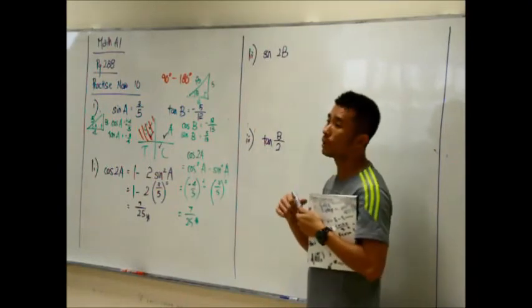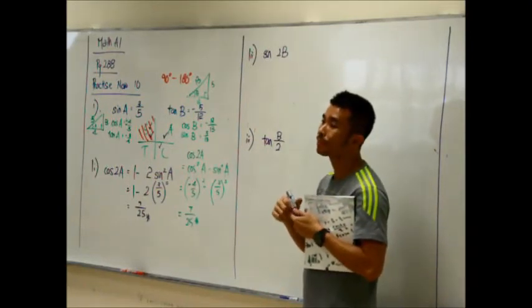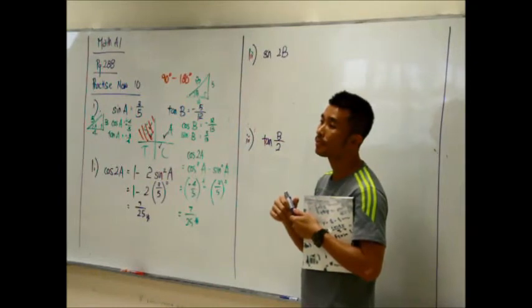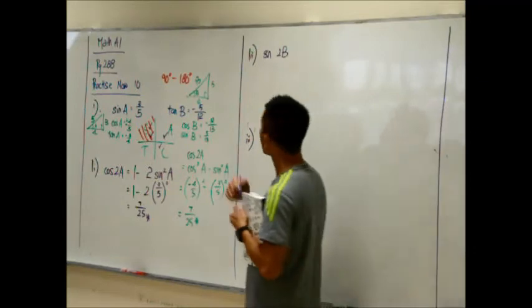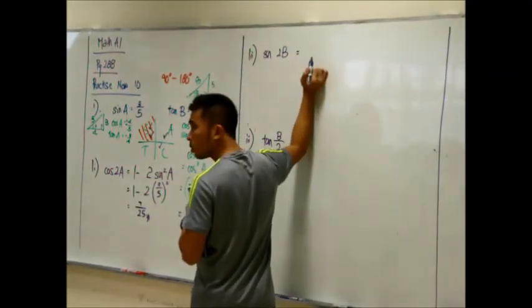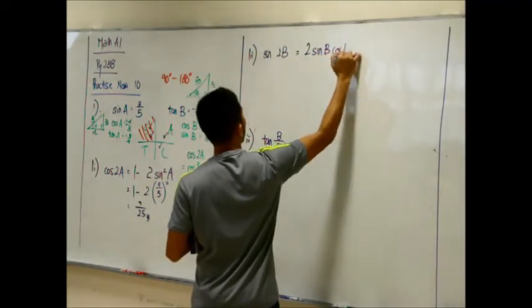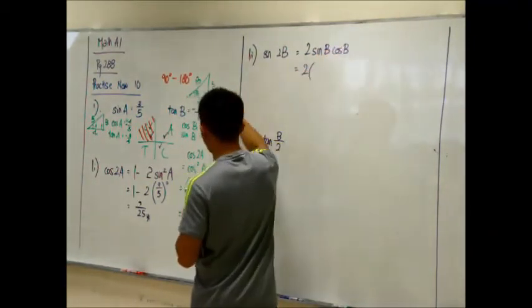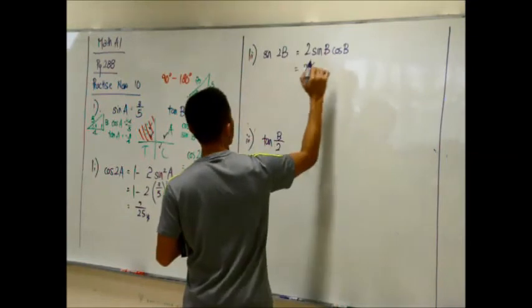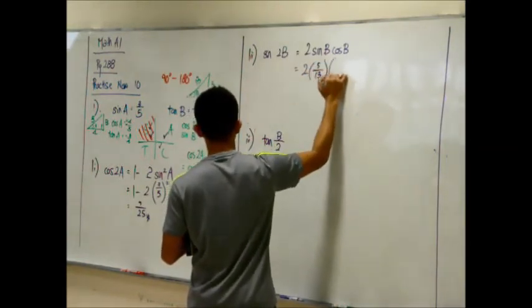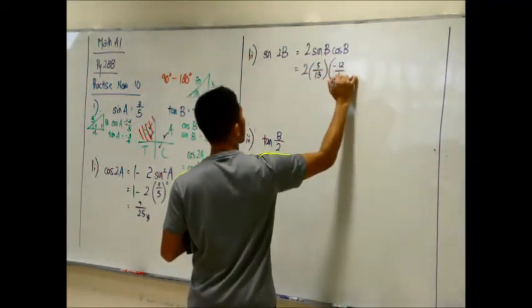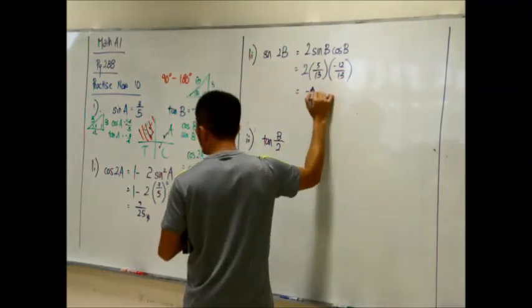Numerator, part 2, what formula do we use? Sin 2B equal to? And then after that, plug in the value from here immediately, right? So what's your final answer? Negative?